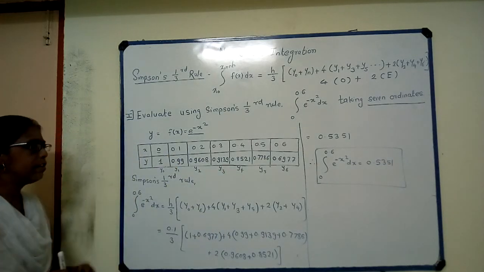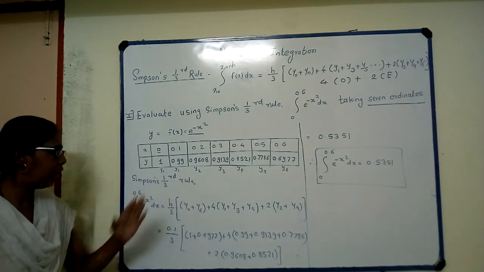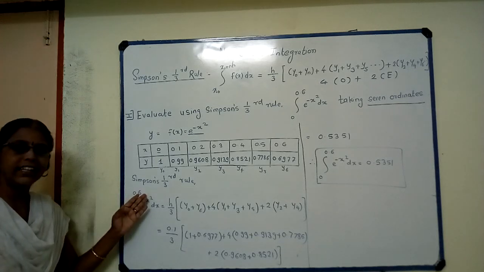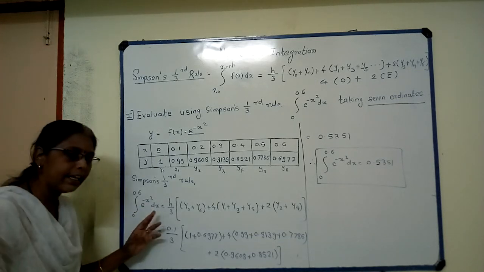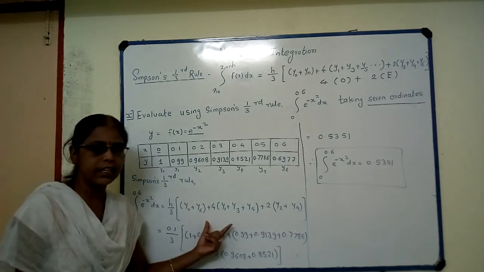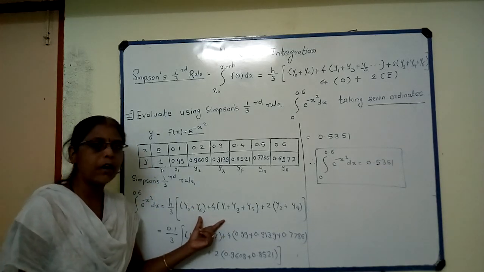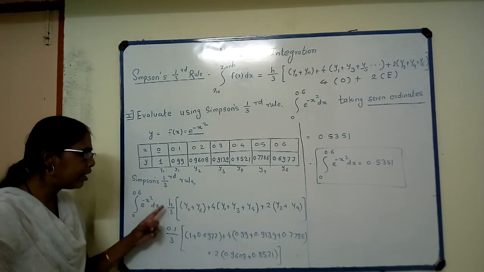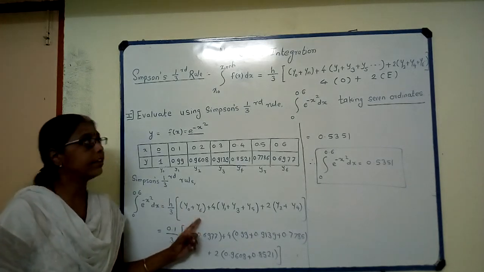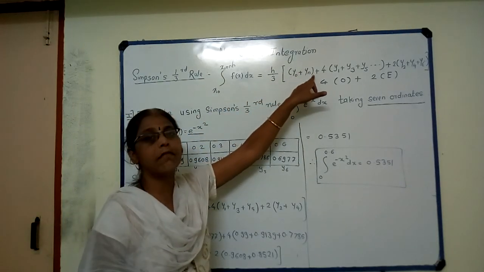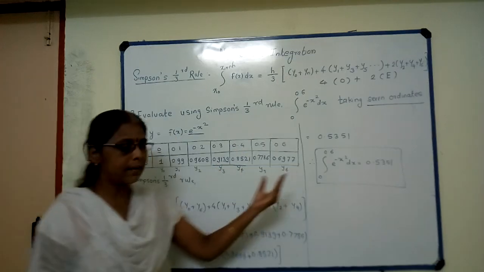Now using Simpson's 1/3 rule formula, integration 0 to 0.6 of e raised to minus x square dx is equal to, firstly I write the formula of Simpson's method: h by 3 times y0 plus y6. Here in this formula y0 plus yn, yn is the last term.